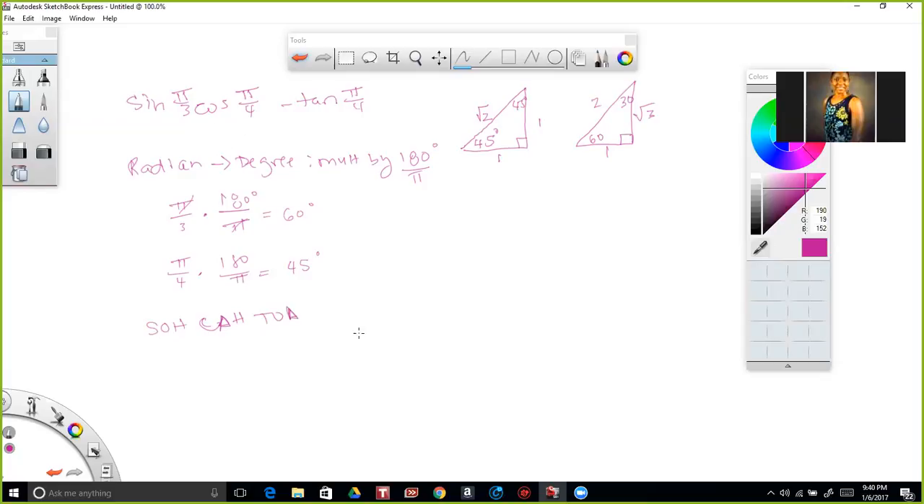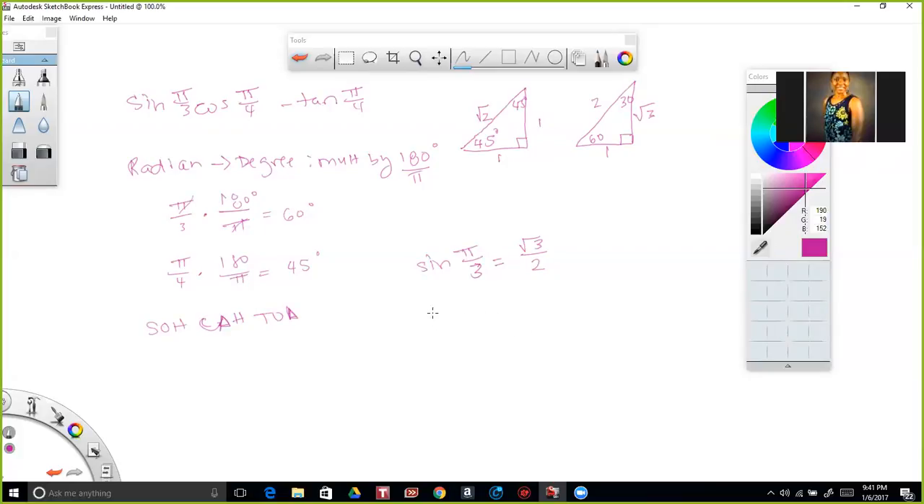So now we can find out, what is sine of pi over 3? Well, we already know that pi over 3 is 60 degrees, so we're looking at this triangle here. Sine of 60 degrees would be the opposite, which is the square root of 3, over the hypotenuse. The hypotenuse is always opposite the right angle, so over 2. All right, the square root of 3 over 2.